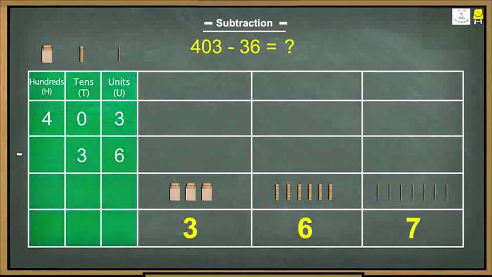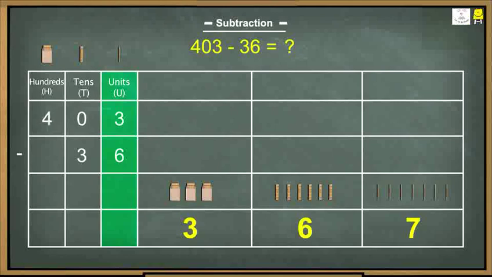Now, let us see how to solve the actual problem. 403 minus 36. Let us begin by subtracting the units. We saw earlier that we cannot subtract 6 units from 3 units, and so we need to borrow from the tens column. But since there is a 0 in the tens column, we need to go further and borrow from the hundreds column.